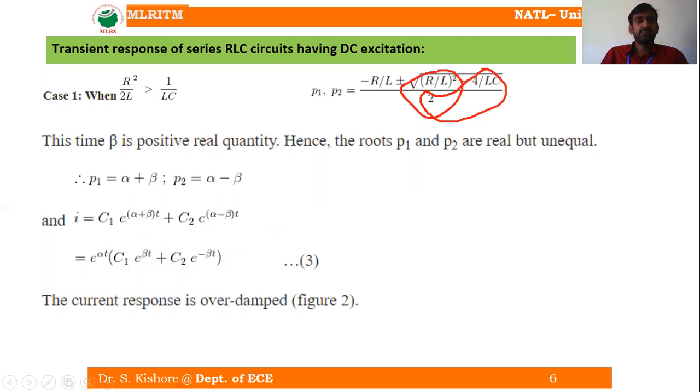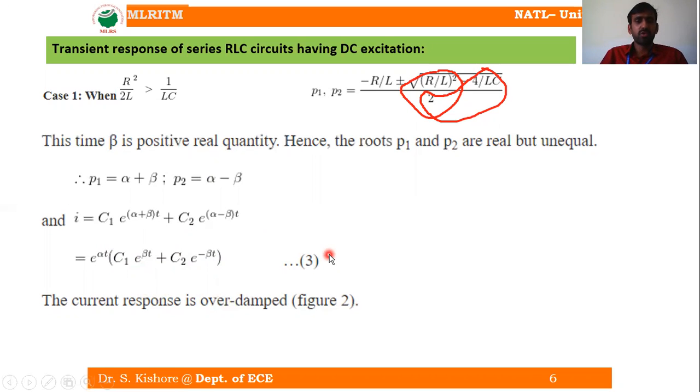So from this kind of expression, we have seen the same kind of expression in the case of the series RC circuit, where we got the response as the overdamped condition. So what is this damping?